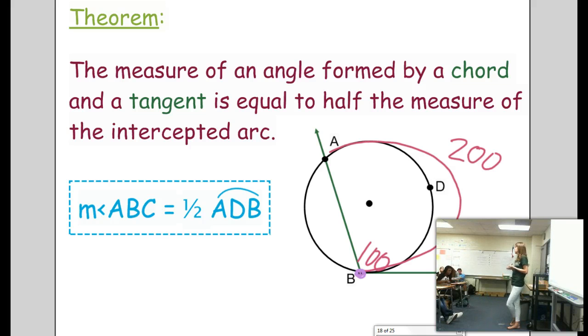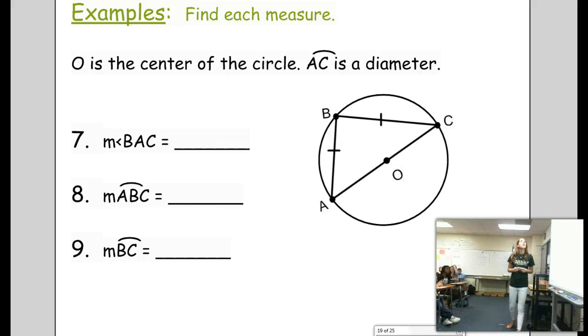I'm going to do something. Ready? Okay. O is the center of the circle. AC is a diameter. Find the following measurements.